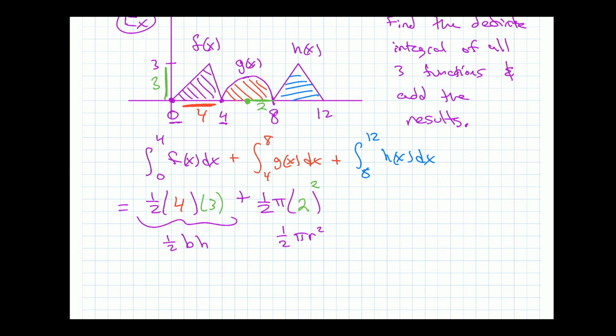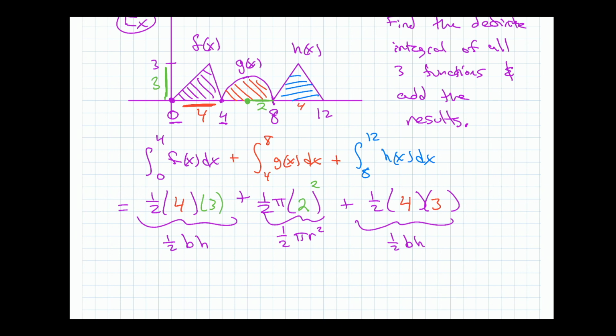And then we get to the last one. That looks like another triangle, so it's another 1/2 base times height. What's the base? What's the height? Well, again, the base is 4. I made them all 4 for some reason. And the height, what's the height? Oh, it's 3 again. Interesting.